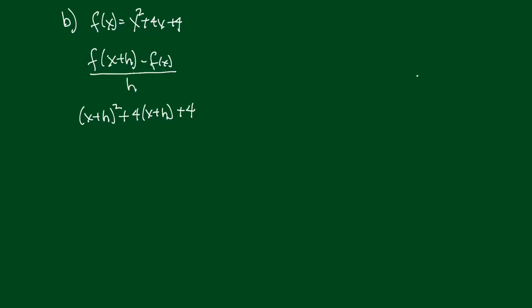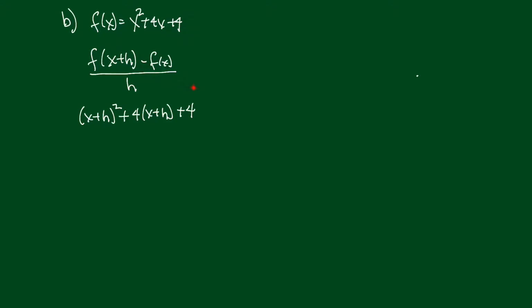You okay with that? If this was a 5, what would you do with a 5? Wouldn't you put it here and here? 5 squared plus 4 times 5? Instead of a 5, we just got something with a longer name, x plus h. So I get x plus h squared plus 4 times x plus h plus 4.